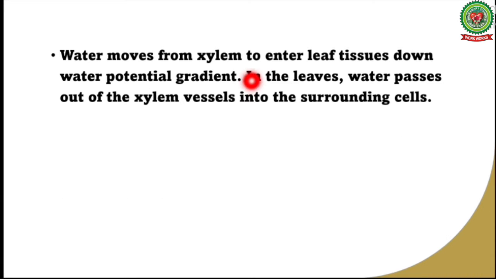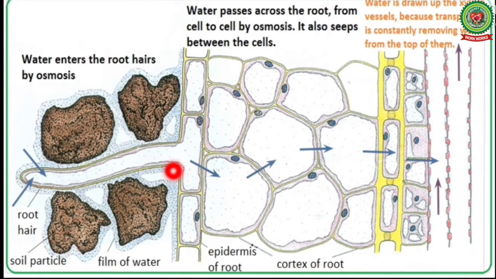Water moves from xylem to enter leaf tissues down the water potential gradient. In the leaves, water passes out of the xylem vessels into the surrounding cells. From this image, we can also see how the water enters the root hairs by osmosis. Then water passes from root to cortex, then to endodermis by cell-to-cell osmosis. And then water is drawn up the xylem vessels because the transpiration is constantly removing water from the top of the plant.